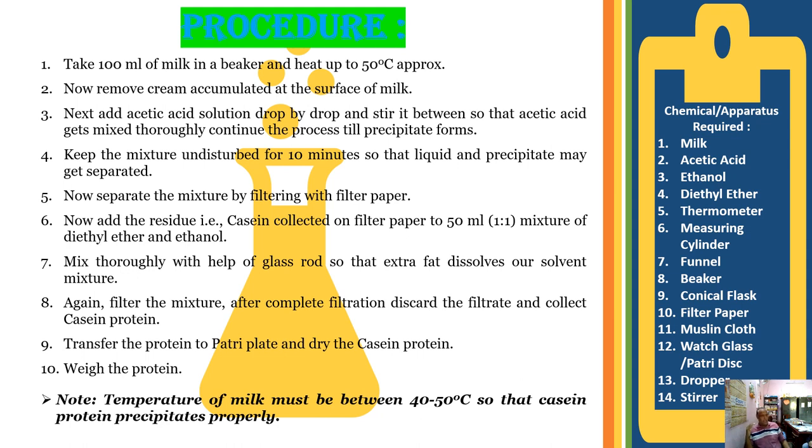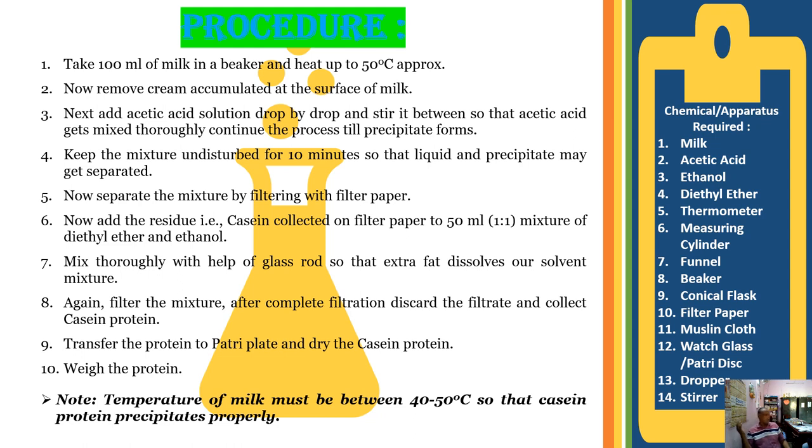Next, add acetic acid solution drop by drop. Remember, we have to add acetic acid drop by drop by a dropper method and stir it in between so that the acetic acid gets mixed thoroughly. Continue the process till precipitate casein forms. Now number four is to keep the mixture undisturbed for 10 minutes so that the liquid and precipitate may get separated. Number five, now separate the mixture by filtering with filter paper or muslin cloth.